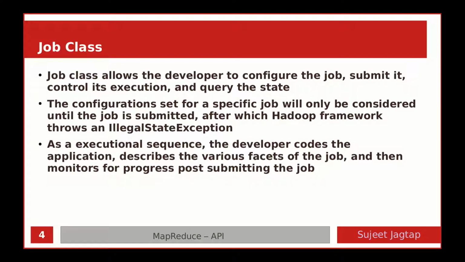Then we have the job class. The job class is the main class that implements the job context interface. It is the most important class in the overall MapReduce API. It allows the user to configure the job, submit it, control its execution and query the state. The set methods only work until the job is submitted, after which they will throw an illegal state exception. Normally, the user creates the application, describes the various facets of the job, then submits the job and monitors its progress.